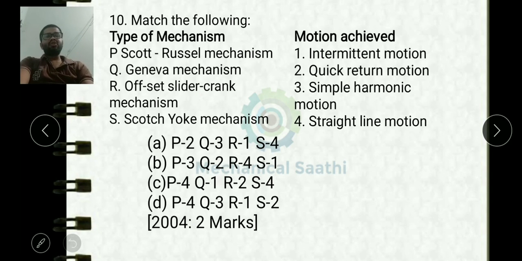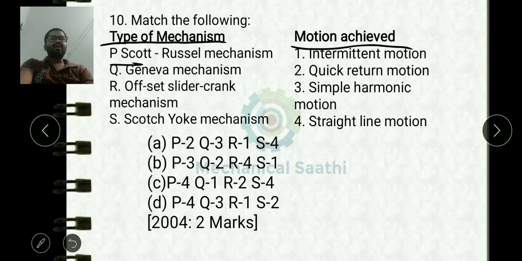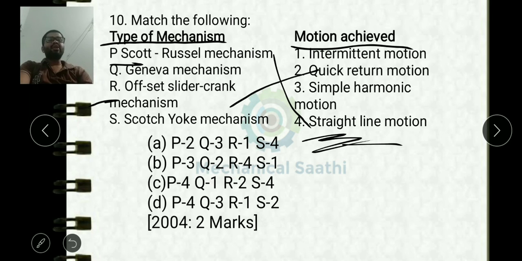So next, question number 10. It is a match of the following type. In the first column it is given the type of mechanism, and in the second column the motion achieved. Here P is the Scott-Russell mechanism, which is used to get a straight line motion, so P will be set to 4. Then if we see R, that is the offset slider crank mechanism, which is set to quick return mechanism, so that will be set to 2. From here we can get that option C will be correct.